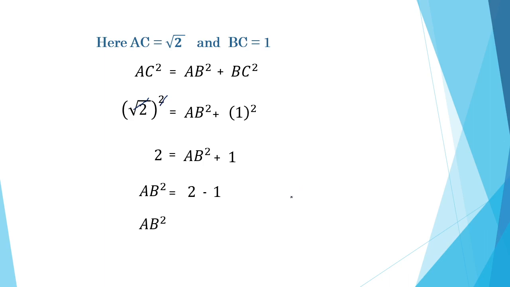Okay. What is AB square now? AB square is equal to 2 minus 1. How much? 1. Right. What is the AB now? This is directly root 1. So no need to worry here. Root 1 is nothing but 1. Okay. Right. Now we found AB, BC and AC.